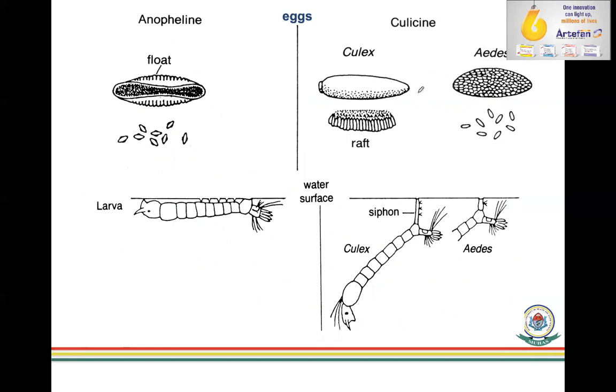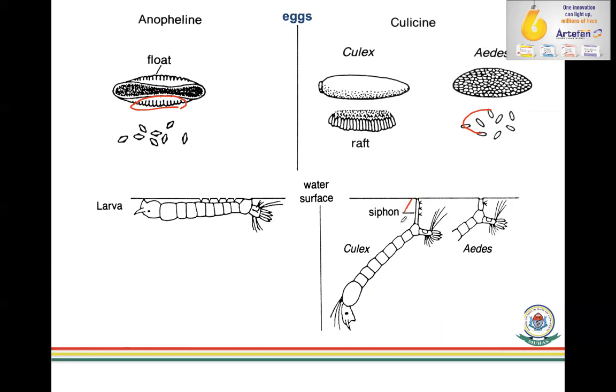So this shows the different types of eggs based on species. For example, Culicines usually lay the eggs in a raft, but Aedes lay the eggs singly, and others lay eggs with floaters that help the eggs to float. This is how you would differentiate different species of mosquitoes based on the eggs. Also, how they rest on the water surface when they're larvae.